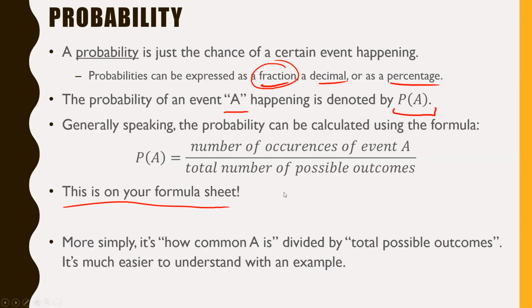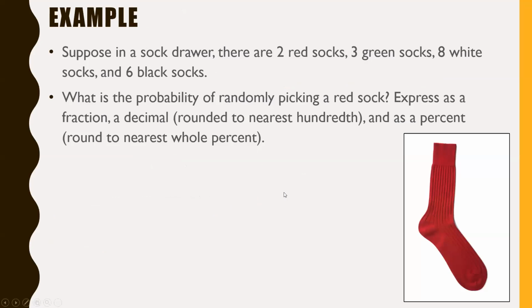So for an example, suppose in a sock drawer there are 2 red socks, 3 green socks, 8 white socks, and 6 black socks. What is the probability of randomly picking a red sock? So in other words, you close your eyes and you put your hand in the sock drawer and pull one sock out. What's the probability of just randomly picking a red sock? Express this as a fraction, a decimal rounded to the nearest hundredth, and as a percent rounded to the nearest whole percent.